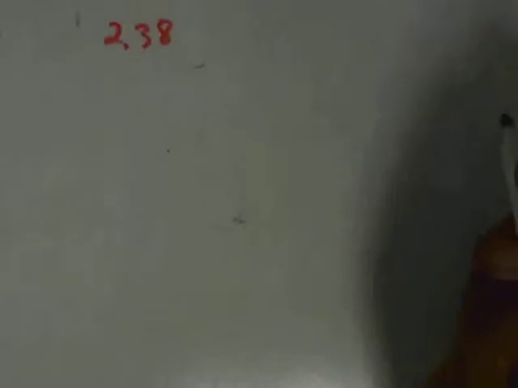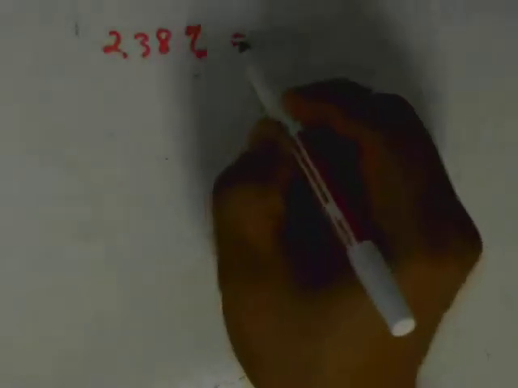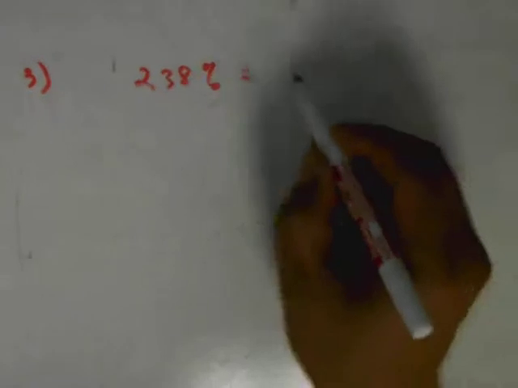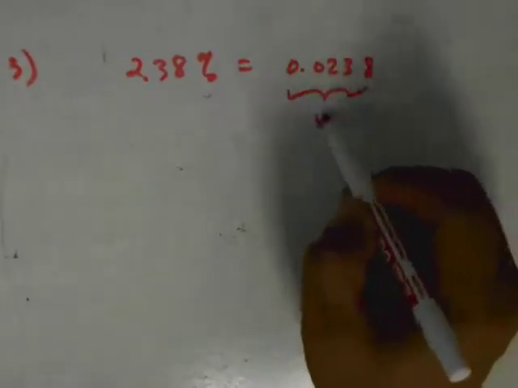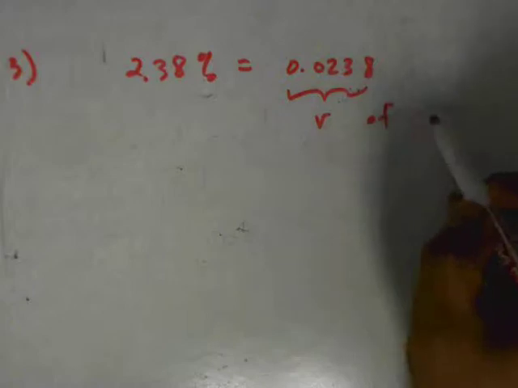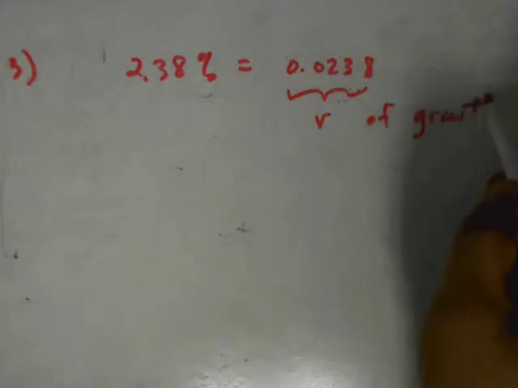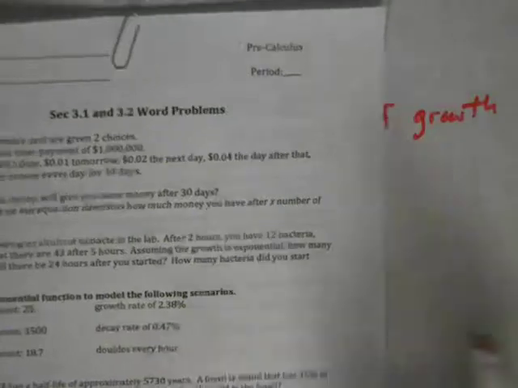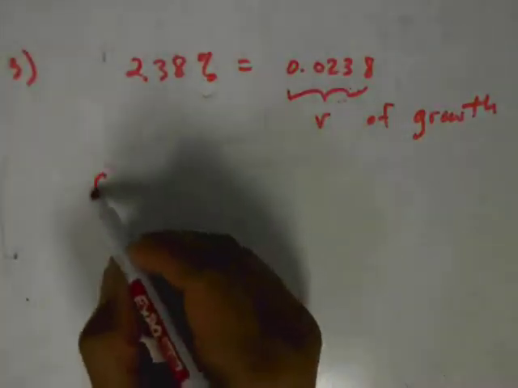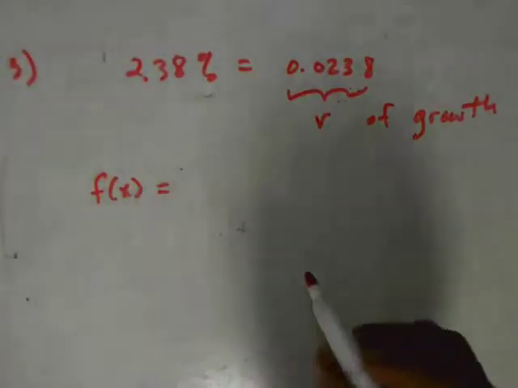One thing we need to know is that 2.38% as a decimal is really equal to 0.0238. This is r, the rate of growth. Remember, we're told that this is a growth rate. So that means f of x is equal to the initial amount.